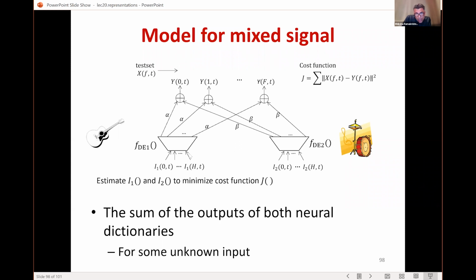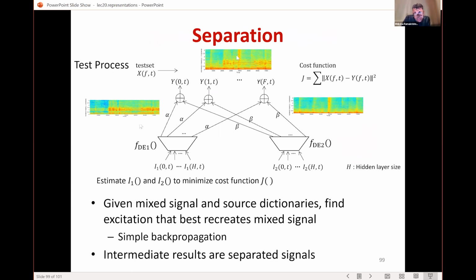But then how do I generate sounds from this dictionary? This dictionary has to be excited in some manner, right? So I'm going to say that there was some excitation with which I had to excite the decoder for the first source, and some other excitation with which I had to excite the dictionary for the second source, such that when I sum their outputs up, the result looked like my mixed recording. And so, given my mixed recording, I can use backpropagation.